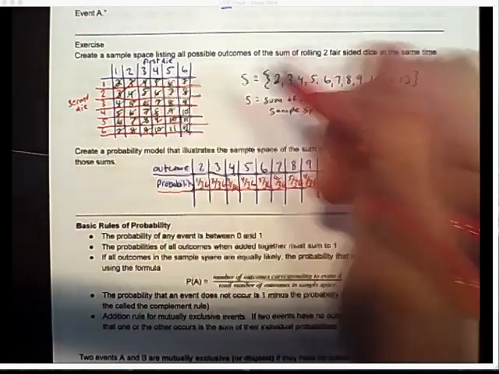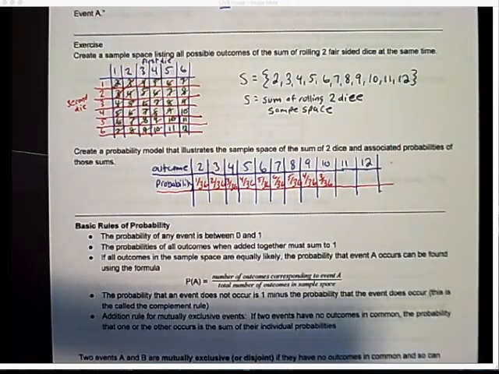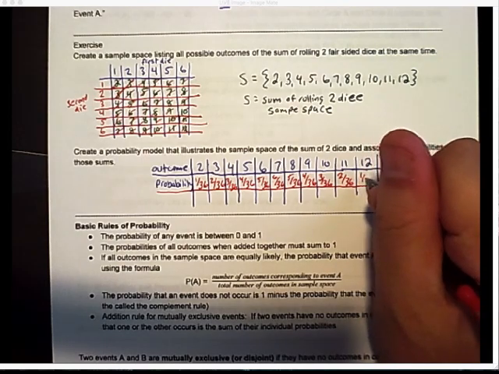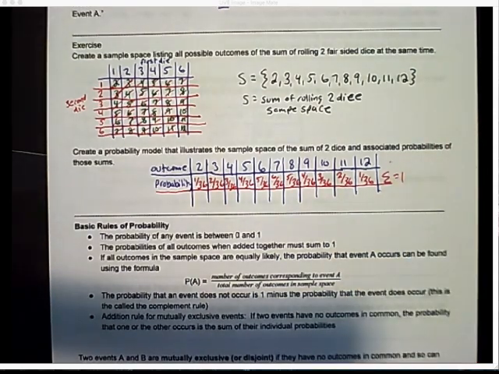10s, there's 3 10s, so the probability that I get a 10 sum is 3 out of 36. There's 2 11s, so 2 out of 36. And there's only 1 12, so 1 out of 36. If you were to add up all these fractions, the sum should equal 1. Okay, the sum should equal 1.